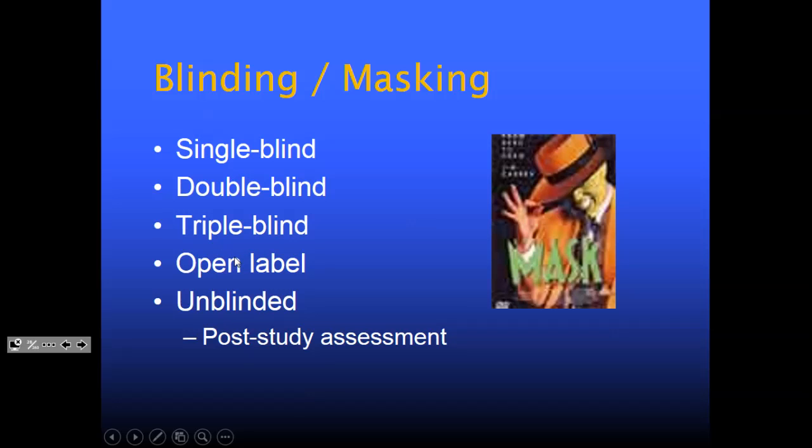Open label just means everybody knows what they're getting. The physician knows, the investigator knows what the medication is, and the patient knows. So sometimes there may be a need or a study design where it's open label. Open label means that the patient and the investigator know what the medication is or what the active treatment arm is. And unblinded refers to after a study, oftentimes they unblind it. So they'll tell the investigator, oh, this patient did get the active medication or the control, or the patient would be unblinded, told, oh, you got this medication, you were randomized to the active control as opposed to the control group.